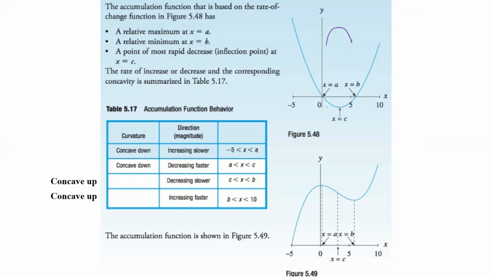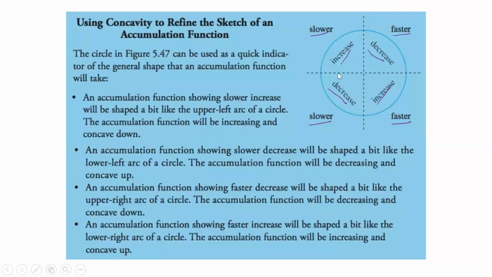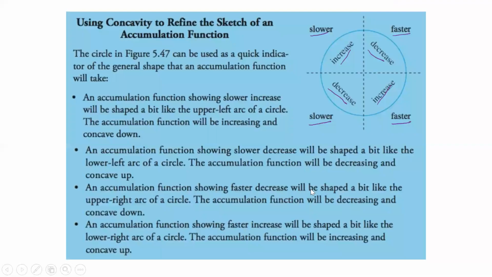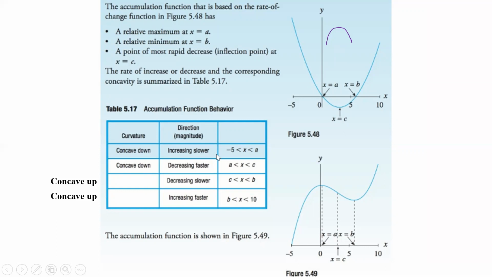All right, so now let's look at our accumulation function and see what we have. We're going to use that picture we just looked at and ask, what's happening here? It's concave down up to our inflection point of c. So from -5 to a, and it looks like a is not exactly at 0, actually, between those two points it's concave down and slowly increasing. Increasing slower. Now, we're going from here to here. Now we're decreasing, and it's decreasing faster, which is what we would expect until we hit the maximum point right here.